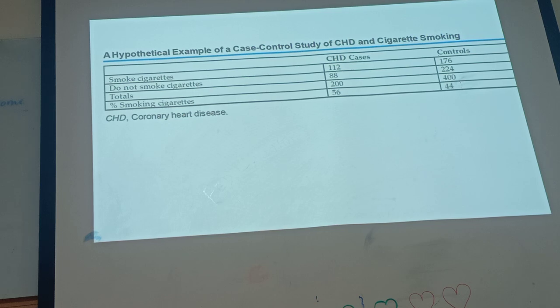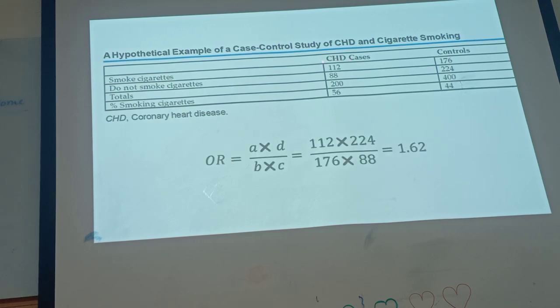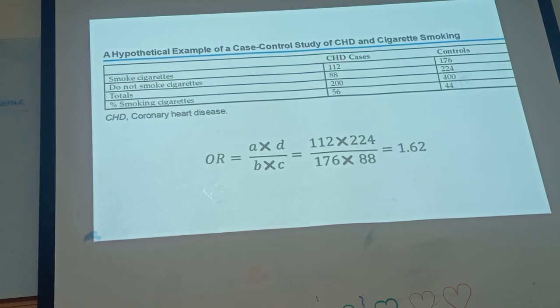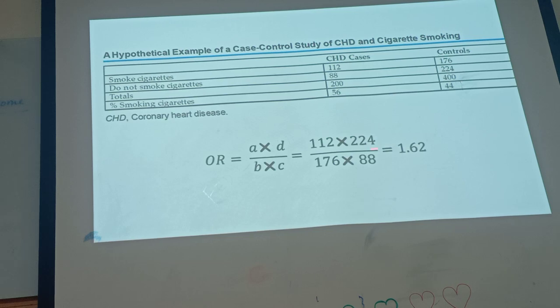A divided by A plus B? No. A divided by A plus C. The ratio would be 112 multiplied by 224 divided by 176 multiplied by 88. And the odds ratio is 1.6.